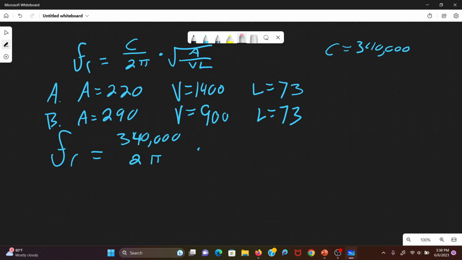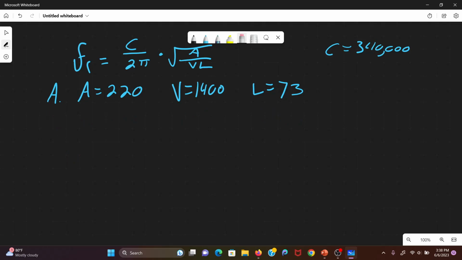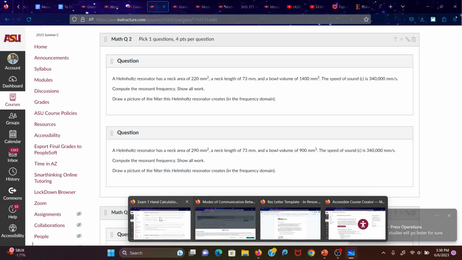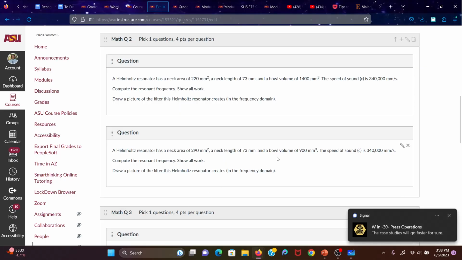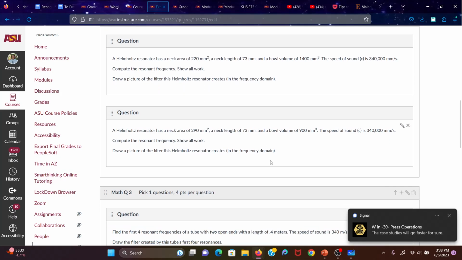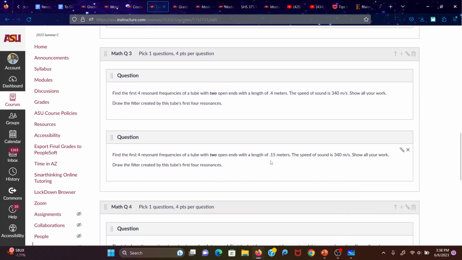Okay, the next question that we're going to do is a tube that is, I think, open at both ends. That's the next one we're going to look at. And we're changing the speed of sound because we're dealing with a different measurement of length. That's the reason why the speed of sound seems to change. All right.